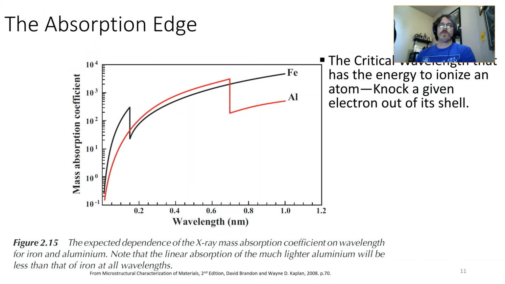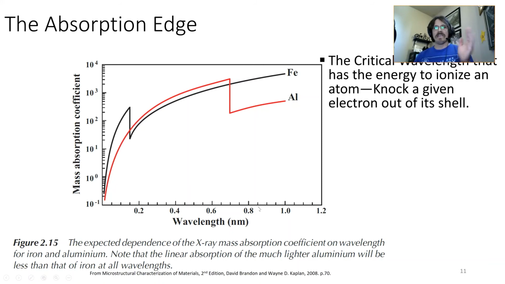All right, so we've worked out a problem with mass absorption coefficient, and now we're going to talk about the absorption edge. The absorption edge is another material property, and it's dependent on the radiation hitting it. If I read my own slides, it's the critical wavelength that has the energy to ionize an atom, or basically knock a given electron out of its shell. You saw on this NIST slide that absorption edges can occur for different specific radiations, and I could probably figure out which one this is.